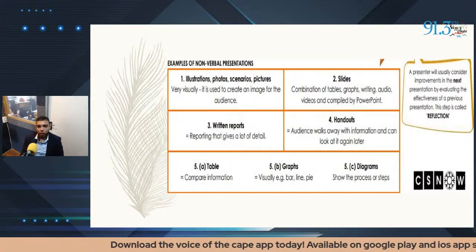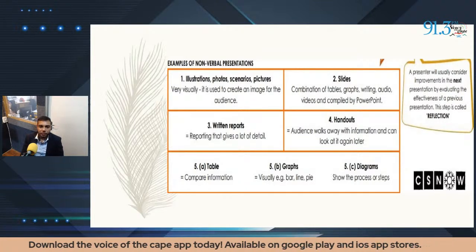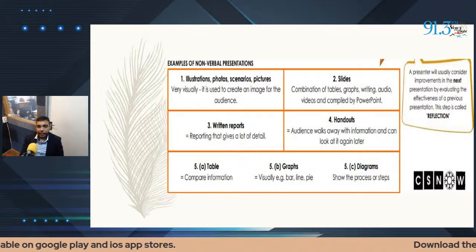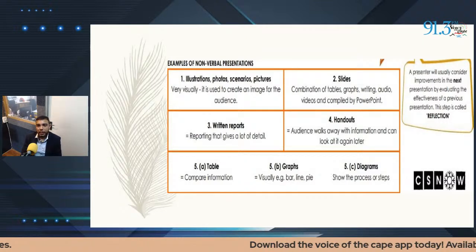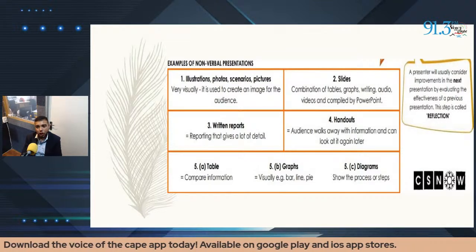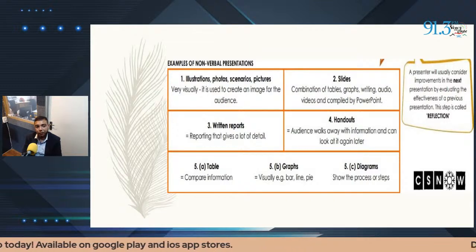Number five, tables, graphs, and diagrams. Tables compare information, graphs are visually bar, line, or pie charts, and diagrams show the process or steps. A presenter will usually consider improvements in the next presentation by evaluating the effectiveness of a previous presentation. This step is called reflection.